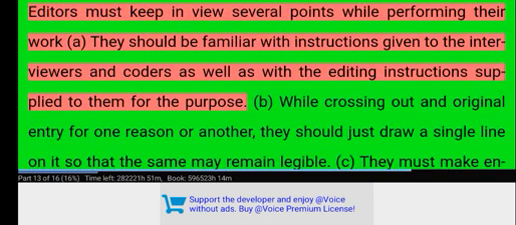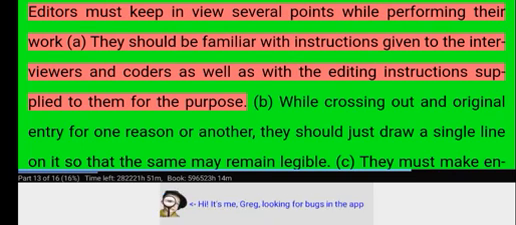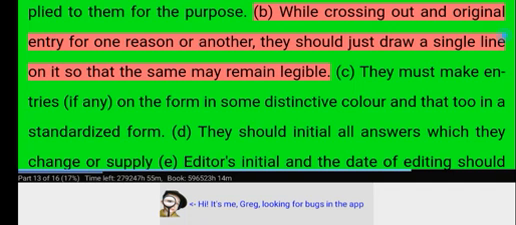Editors must keep in view several points while performing their work, but they should be familiar with instructions given to the interviewers and coders as well as with the editing instructions supplied to them for the purpose. B. While crossing out an original entry for one reason or another, they should just draw a single line on it so that the same may remain legible.